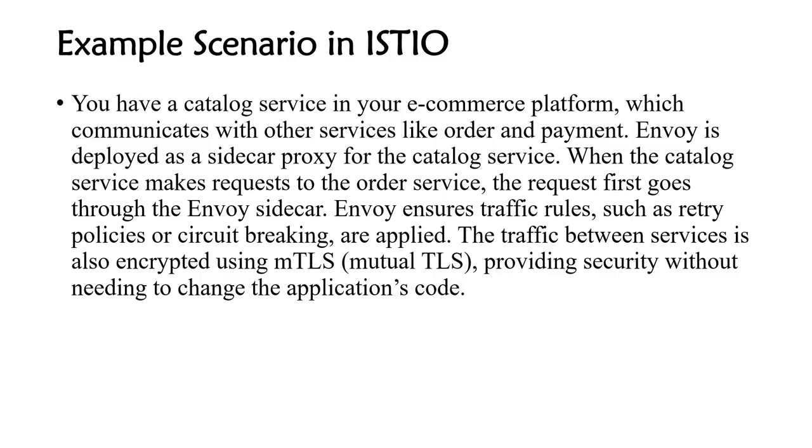The next is an example scenario in Istio. You have a catalog service in your e-commerce platform which communicates with other services like order and payment. First you communicate how much you want to order, and then the payment goes on. Envoy is deployed as a sidecar proxy for the catalog service. When the catalog service makes a request to the order service, the request first goes through the Envoy sidecar. It ensures that traffic rules such as retry policies or circuit breaking are applied.